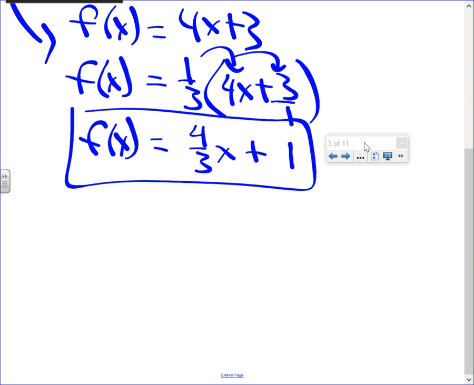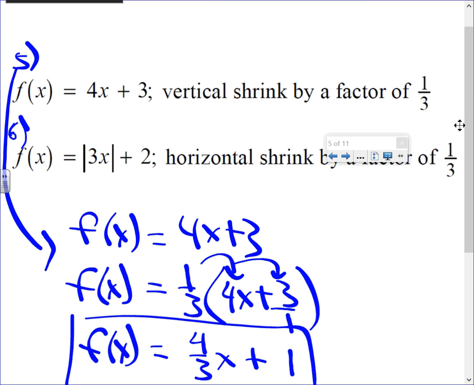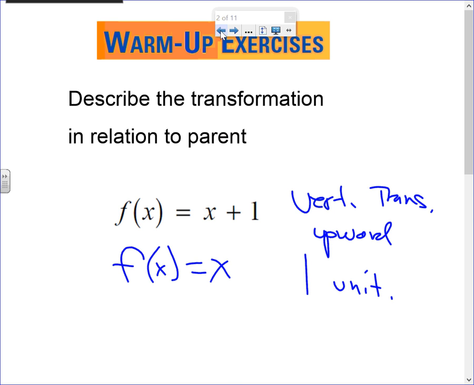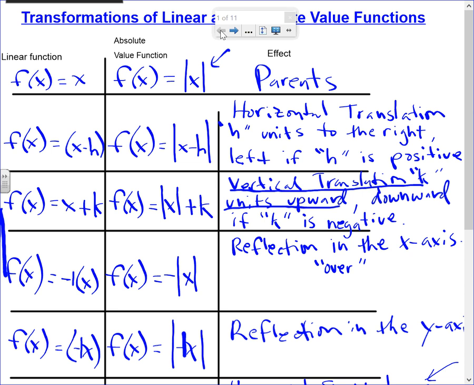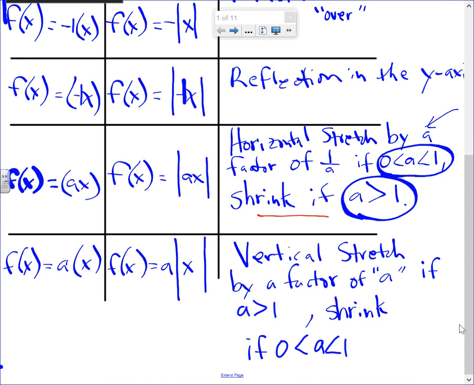Last but not least, horizontal shrink by a factor of 1/3. But remember, when we do horizontal shrinks, it's 1/a, so we have to do the reciprocal. So what's the reciprocal of 1/3? Let me go back and double check my translation note guide. Horizontals, remember horizontals are by a factor of 1/a. It's on your notes. They're giving us the factor of 1/a, so I'm going to flip it around, do the reciprocal. What's 1 over 1/3? It's going to be 3.